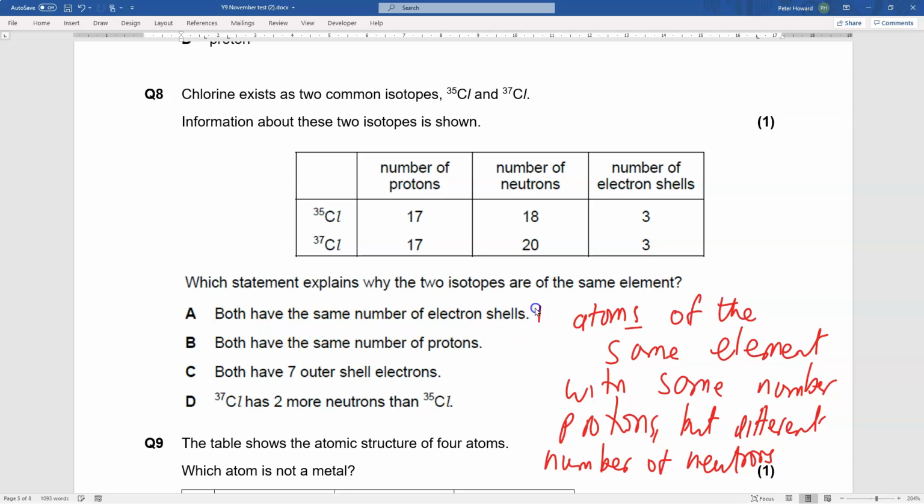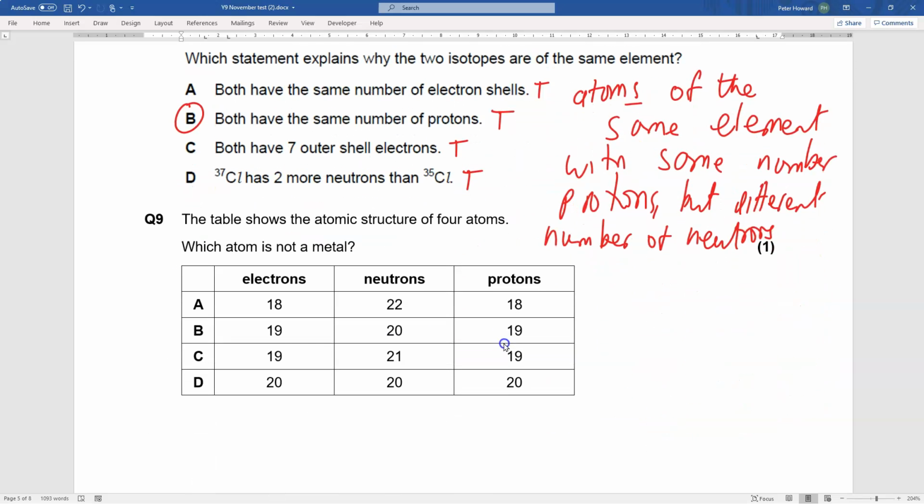Same number of electron shells. This is a true statement. Both have the same number of protons. True statement, and it also fits into our definition of what isotopes are. Both have 7 outer shell electrons. Also true, both found in group 7. Also, chlorine 37 has 2 more neutrons than chlorine 35, but that's not the key thing. The key thing is we've got the same number of protons, which is not a metal. If you identify each one, you could either do this by looking up these numbers, as in the lower number on the periodic table, or you could also write the electron configurations for each one.